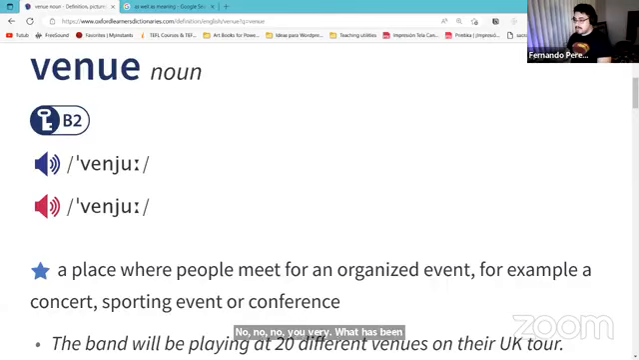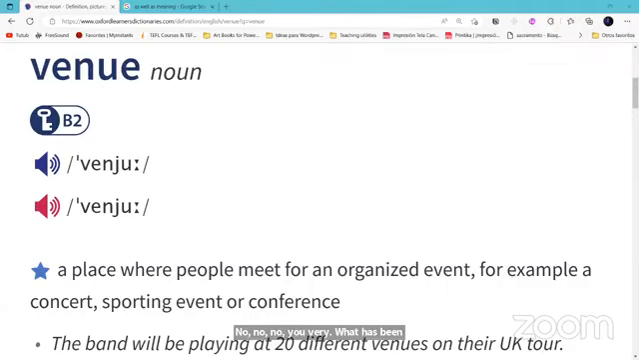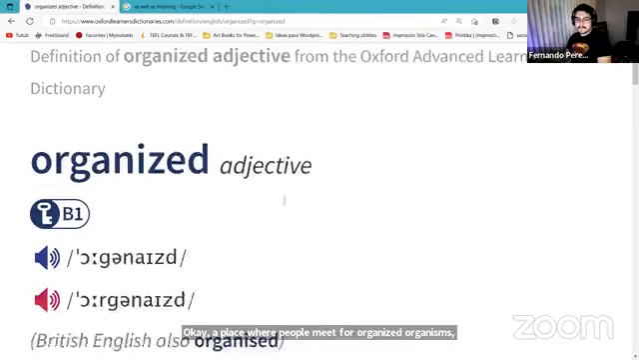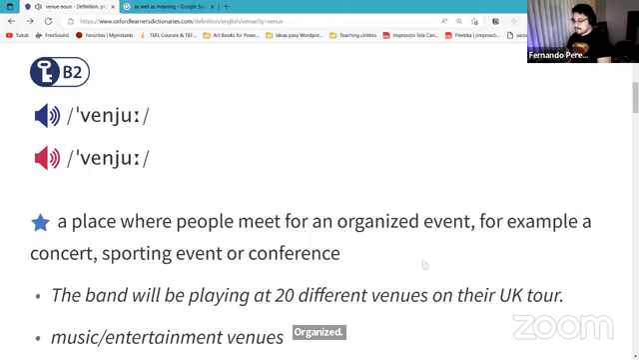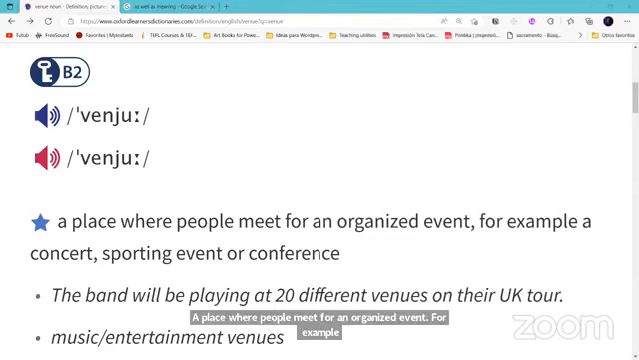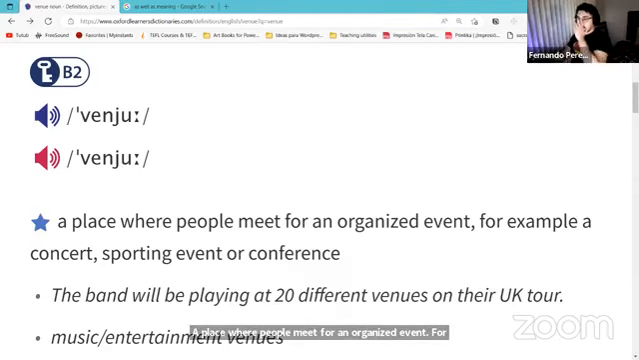A place where people meet for an organized event. Pronunciation: organized. Organized. Exactly. A place where people meet for an organized event, for example, a concert, a sporting event, or a conference. That's right.